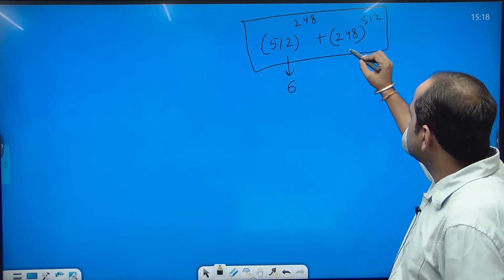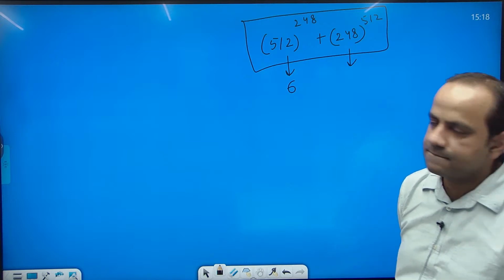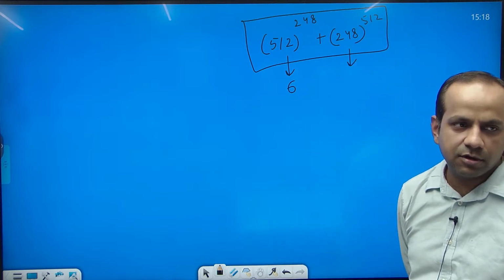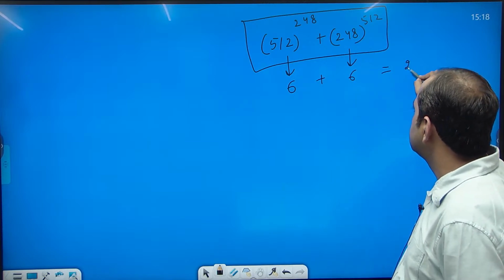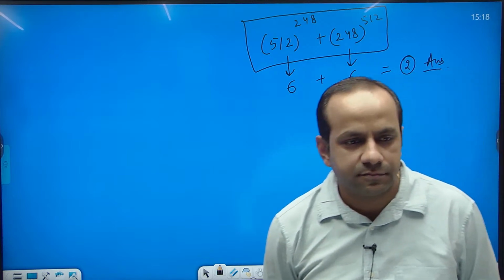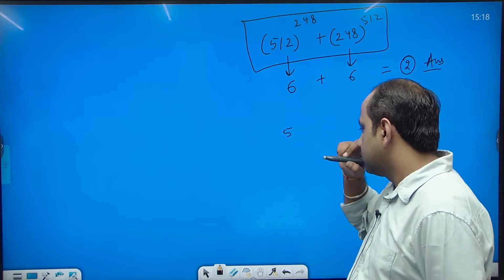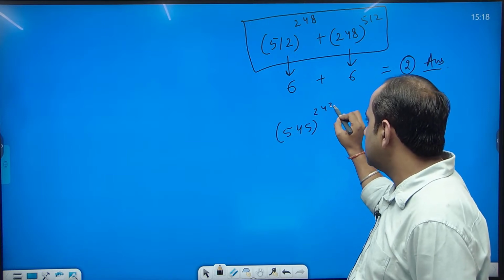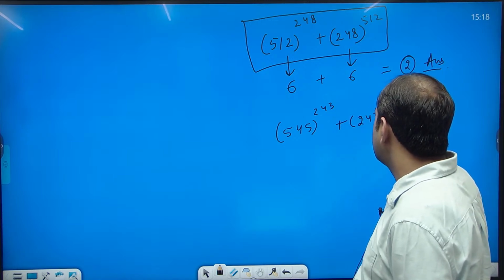Clear? What will come from here? Third category, divide the power by 4, the remainder is 0, so a to the power 4 will be 6, and we need to add these. Your answer will be 2. Any doubt in this? Clear? Let's do one more. 545 raised to the power 243 plus 243 raised to the power 545. What will be your answer?